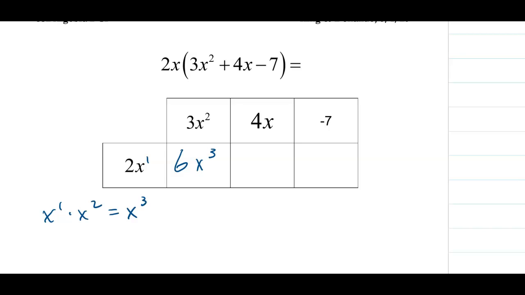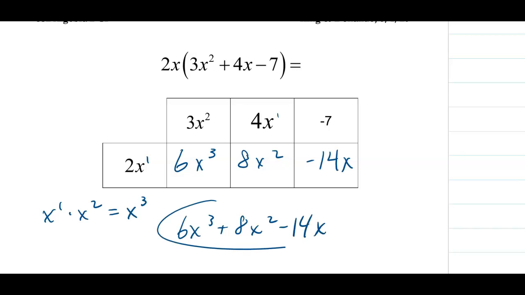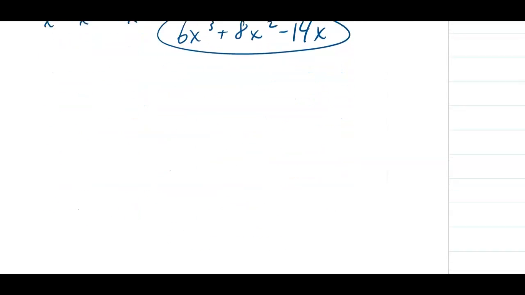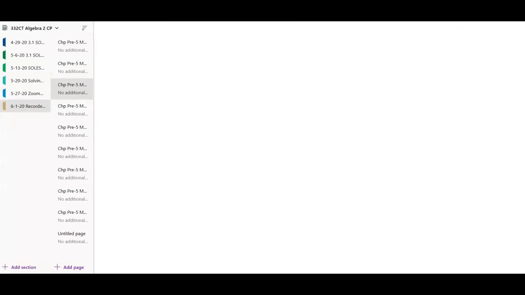2x times 4x. 2 times 4 is 8. X to the first times x to the first is x squared. 2x times negative 7 is negative 14x. And we have our answer, 6x cubed plus 8x squared minus 14x right here. And we'll go to the next page.